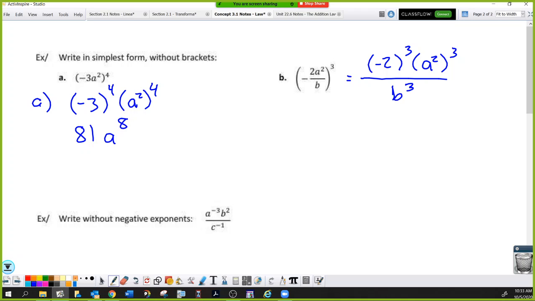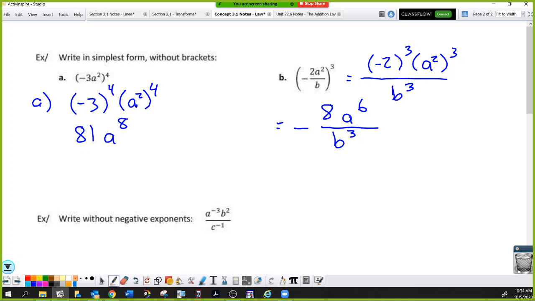Well, in part A, we had an even number of negative signs. In part B, I have an odd number of negative signs. So my result will be negative. And I like my negative signs on the front of my fractions, so I already know it's going to be negative. And that 2 to the 3rd is 8. You've already told me a power to a power means multiply, so this gives me a to the 6th over b to the 3rd. And there is nothing else for you to do.